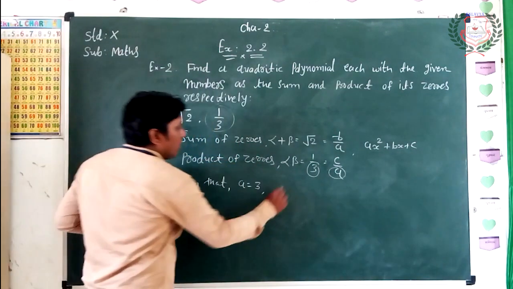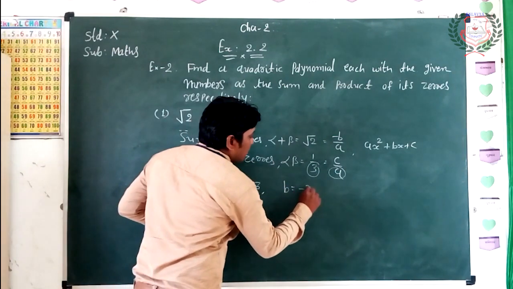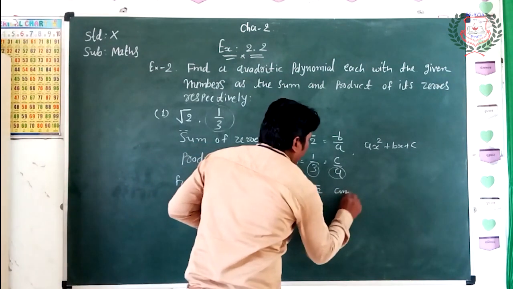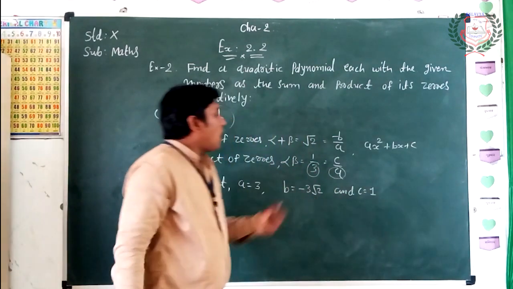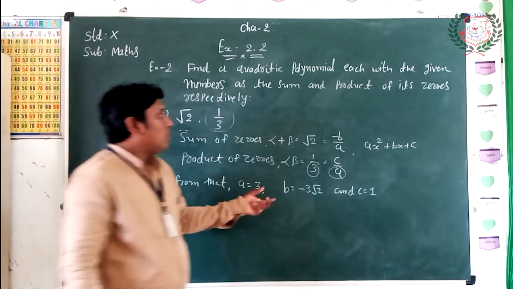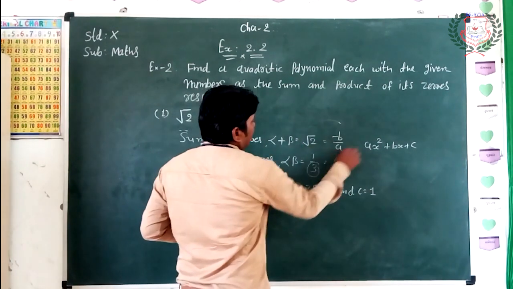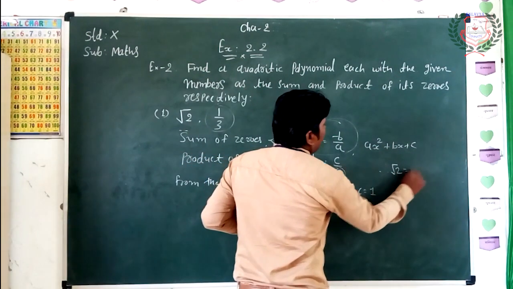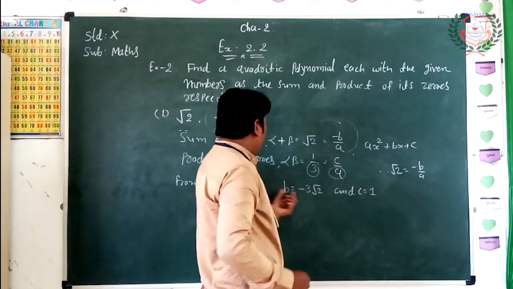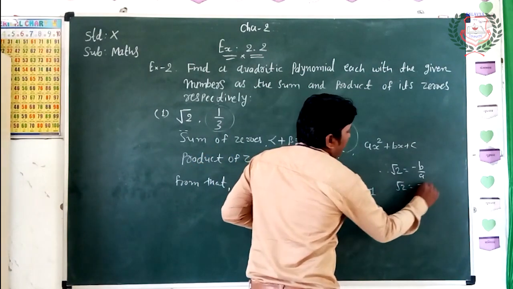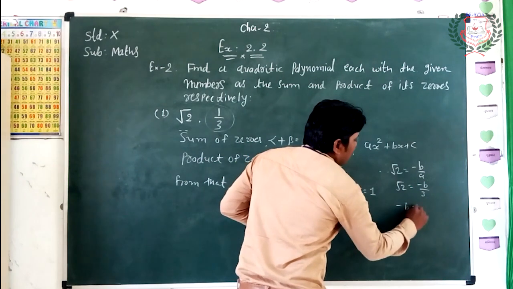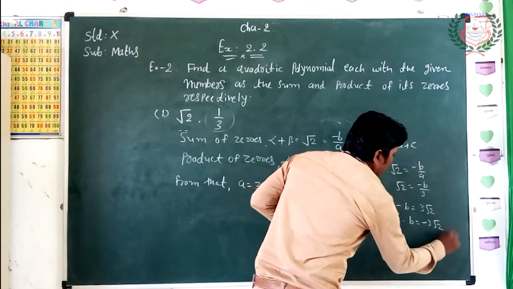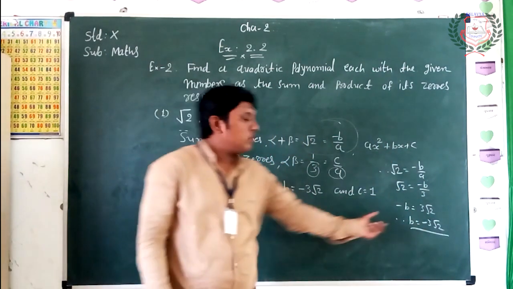B is equal to minus 3 into root 2, and c is equal to 1. How can we get the value of b? You have to compare. Root 2 is equal to minus b upon a. So a is equal to 3. Put the value of a: minus b by 3, so minus b is equal to 3 into root 2. Then b is equal to minus 3 root 2. You can compare the equation and take out the value of b.